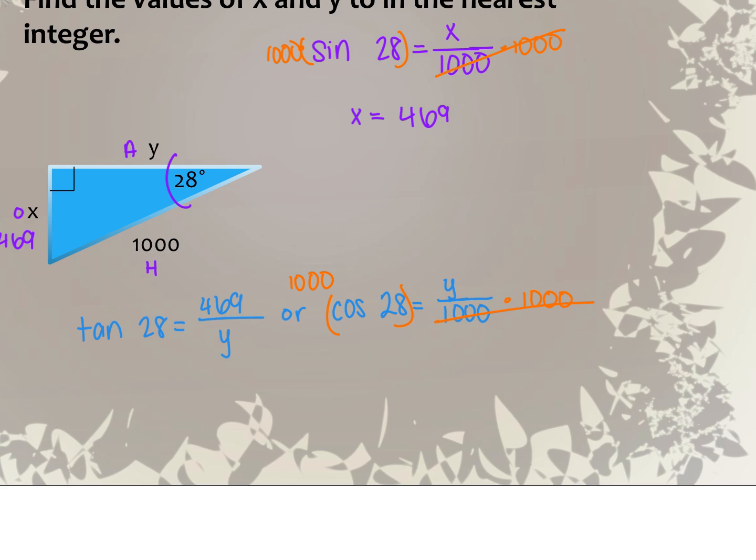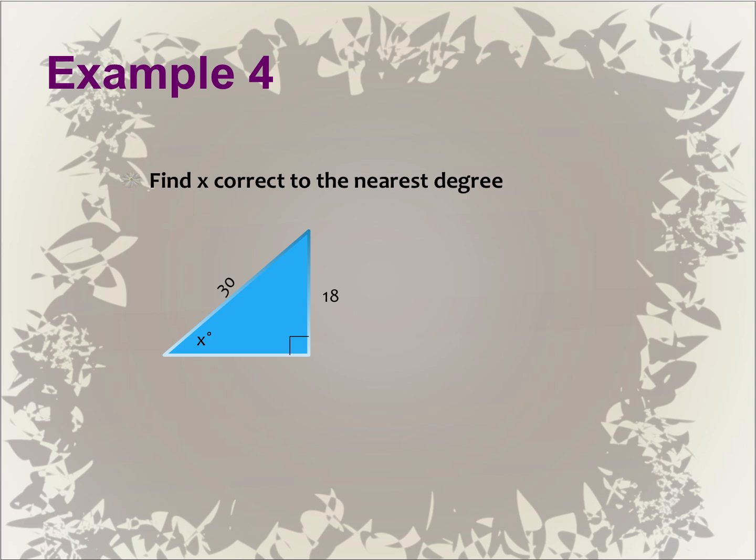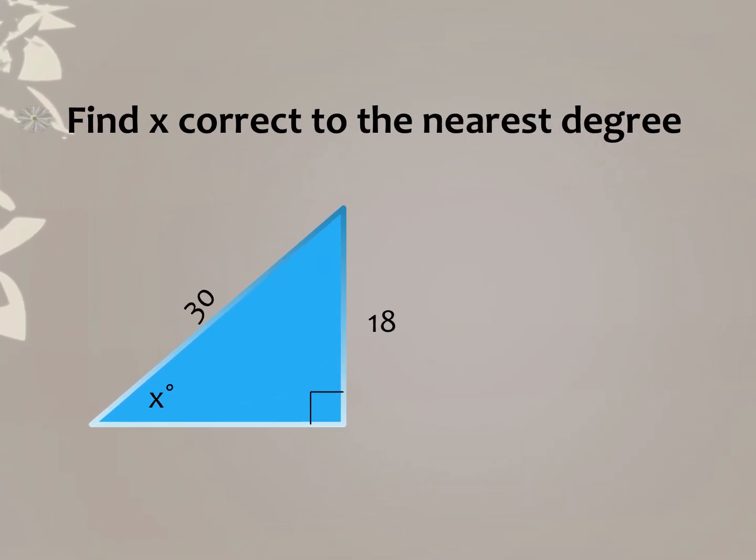These are going to cancel out. If I multiplied correctly, y is going to equal what? To the nearest whole number. Yeah, 883. Okay, so for this one, you could solve it multiple ways, but just please make sure you're following the rules.